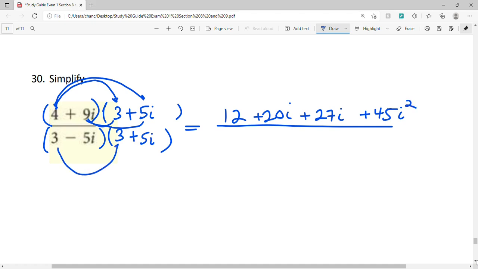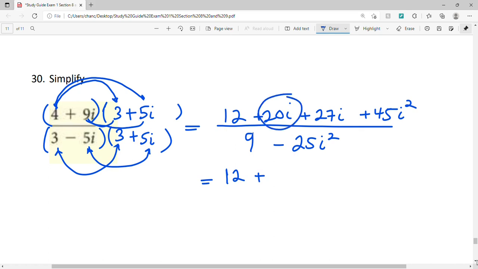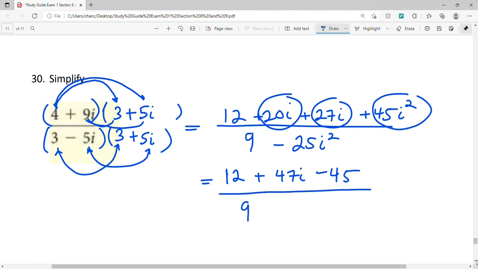For the bottom, we can use the shortcut for conjugates. 3 times 3 is 9. And negative 5i times 5i gives us negative 25i squared. We'll simplify a bit. This is 12 plus 20i plus 27i is 47i. And 45i squared, this part simplifies to negative 45. In the denominator, we have 9 plus 25, because again, i squared is negative 1. And negative 1 times negative 25 is a positive 25.